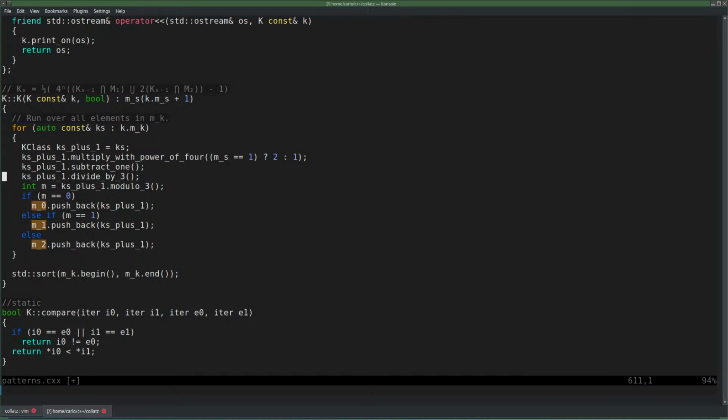Okay, something very difficult is going on here. I guess at this point, because I don't sort it anymore, I'm not interested in calculating the modulo anymore. I can just push it back.